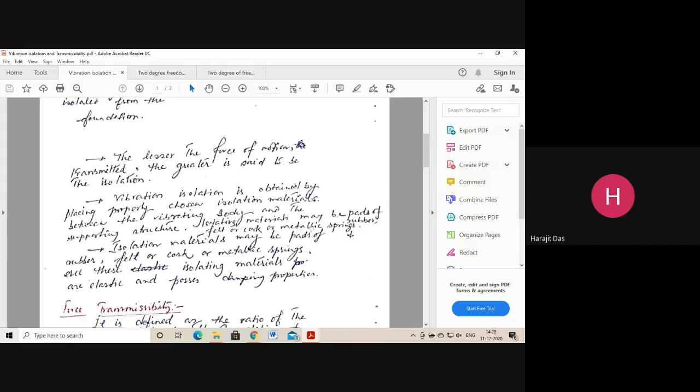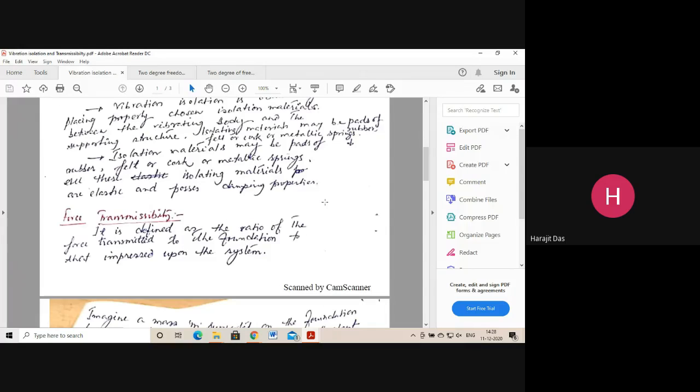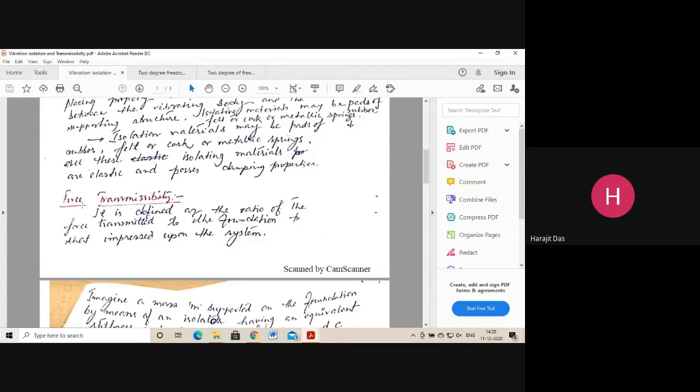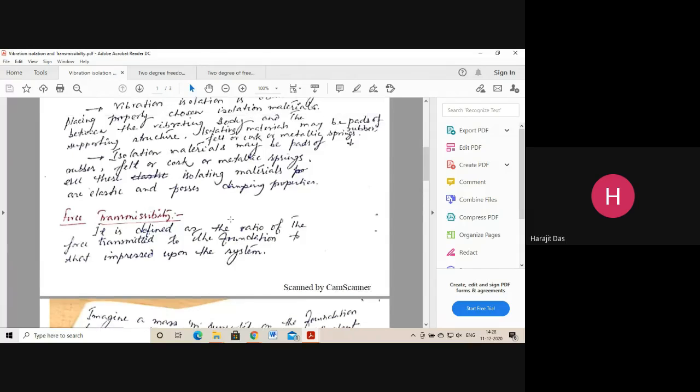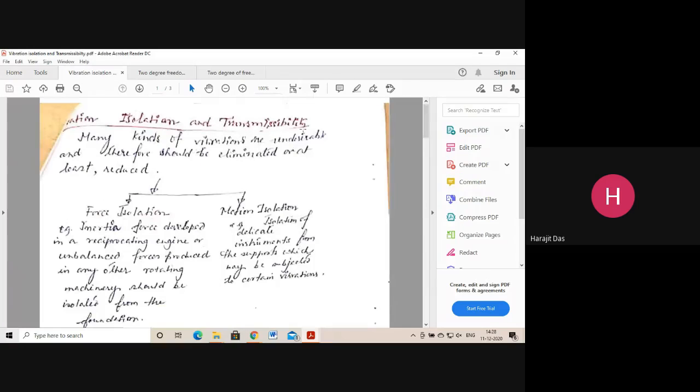Understood? Because whatever excessive energy or force is generated inside the machine needs to be transmitted to the ground, only then can the vibration be isolated. So we need to do the force transmission. Now we will see what this force transmissibility, or force transmission, is. It is very important. The isolation part I have already elaborated.